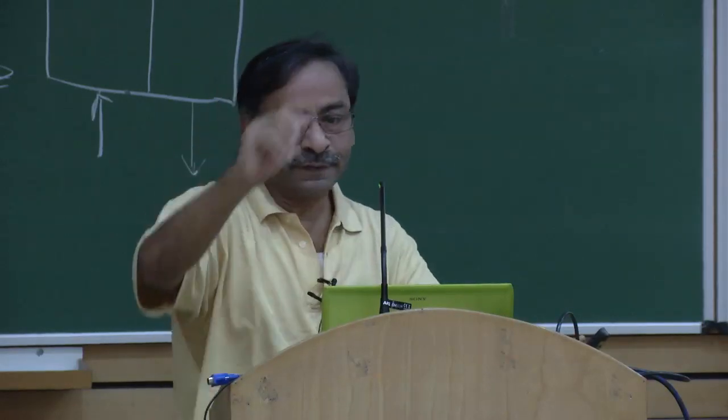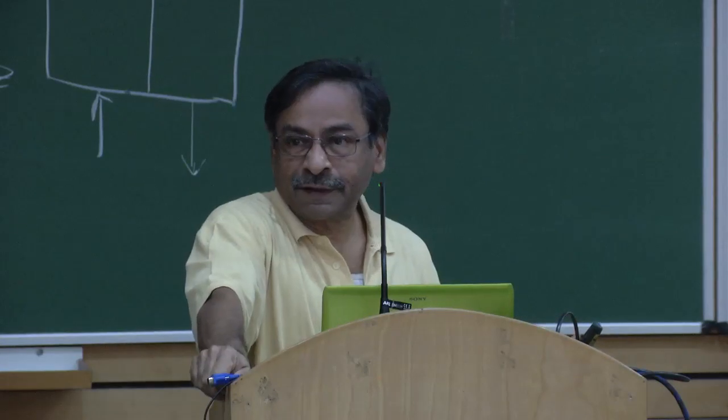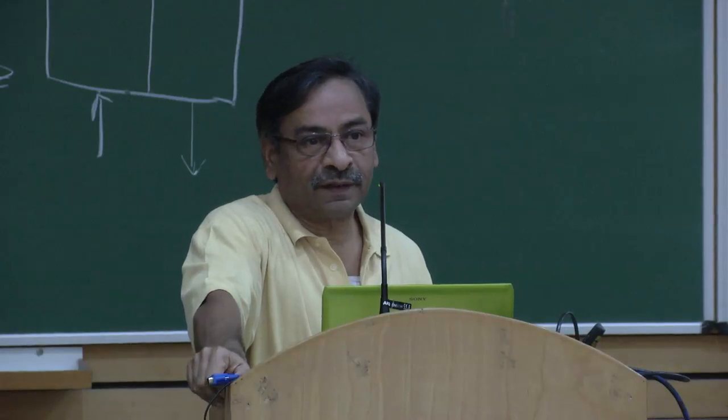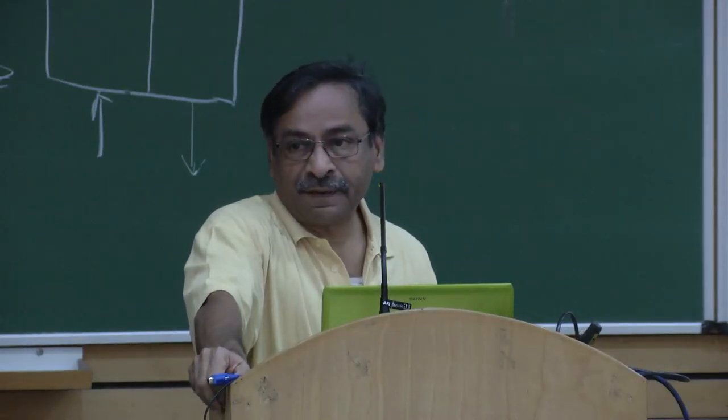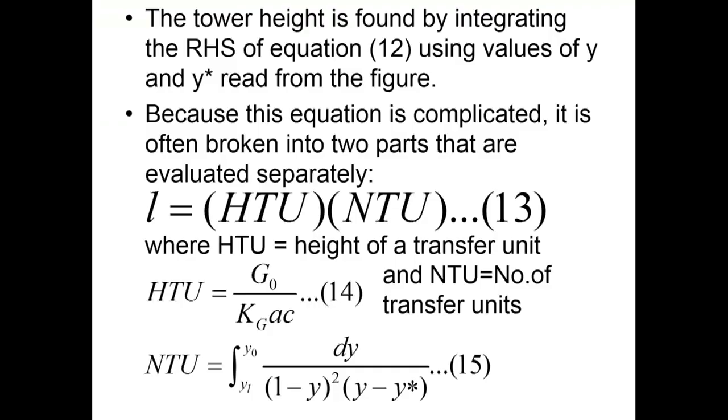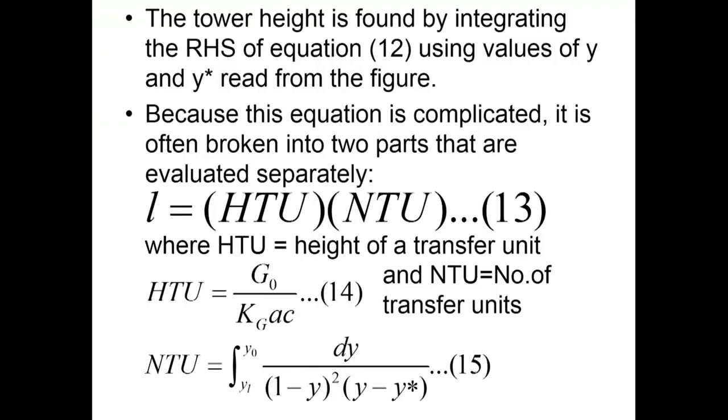And the equilibrium information will be specific to a given gas liquid system, isn't it? So we know that these gas liquid systems will vary in the degree of difficulty of separation. The more soluble solutes would be easier to remove. The sparingly soluble solutes will be harder to remove. Okay. So the number of transfer units would depend, so to say, on the degree of difficulty of separation.